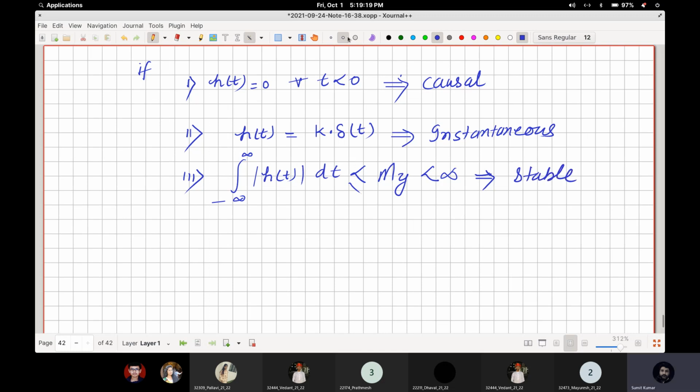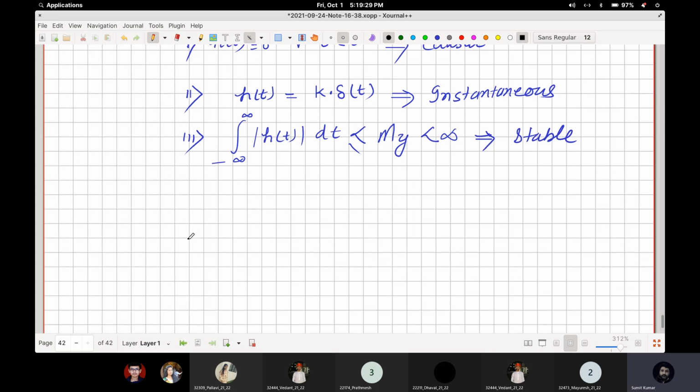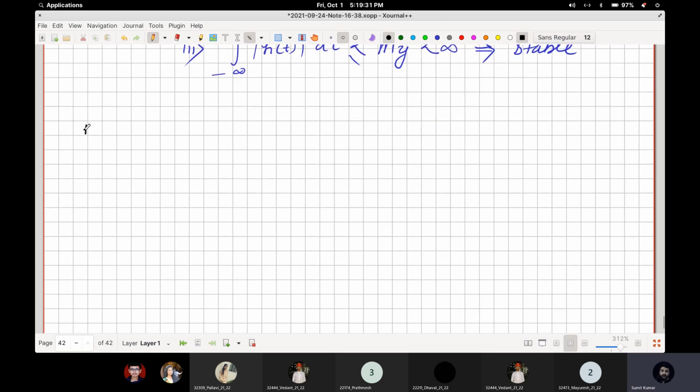Let me give you a few problems here that you can try. Let's say that your h(t) is given by e to the power minus mod t, for all time t. Tell me whether this system is causal or not, whether it is stable or not, and whether it is instantaneous or not.